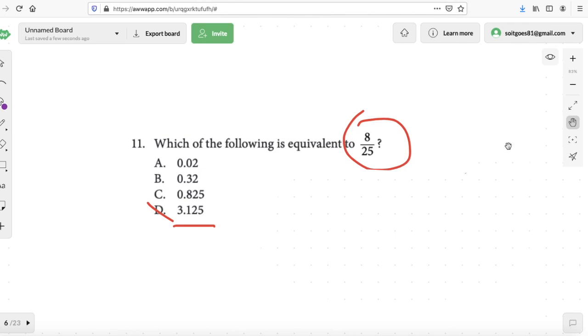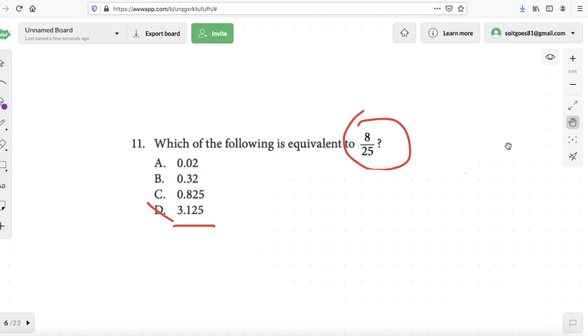And again, think about the weight of the values here, Juliana. Think about the weight of the values. 8 divided by 25 is close to a third, but 0.825 is closer to 1. Does that make sense?